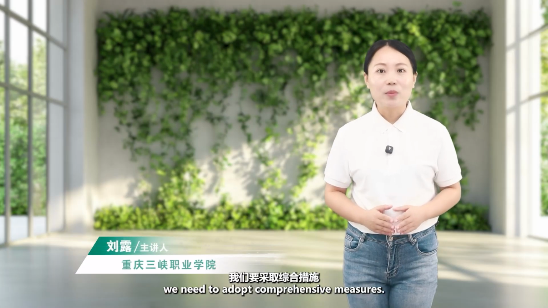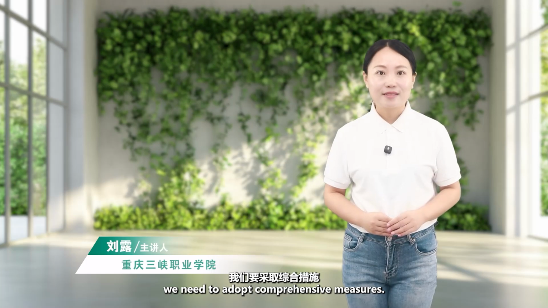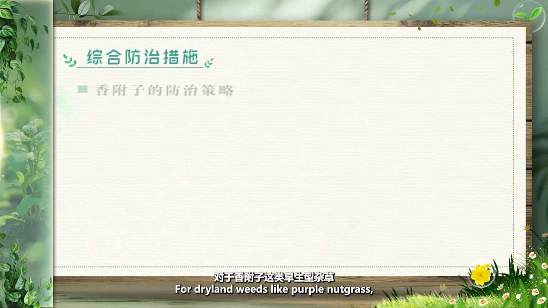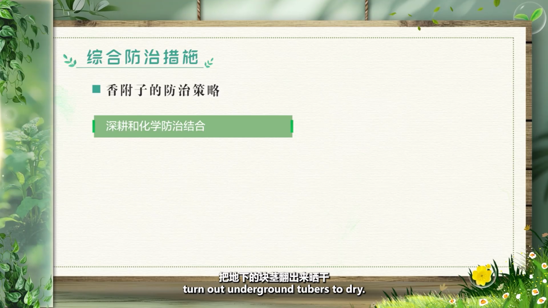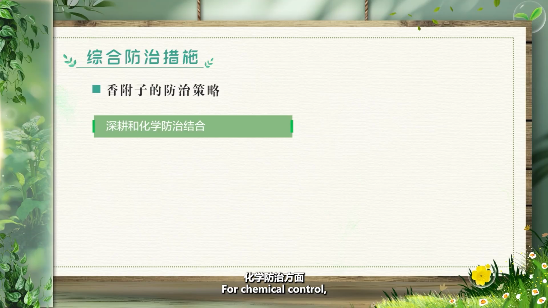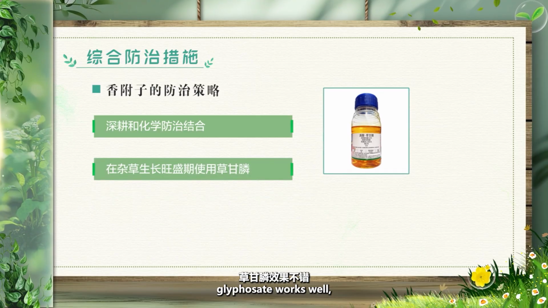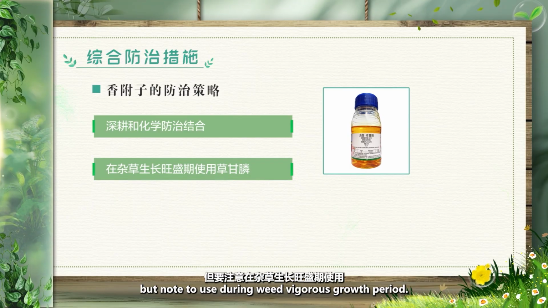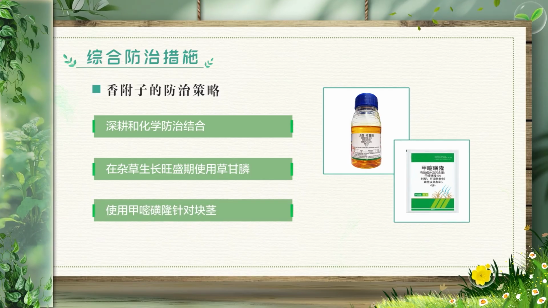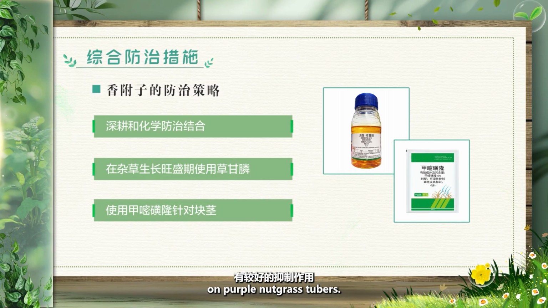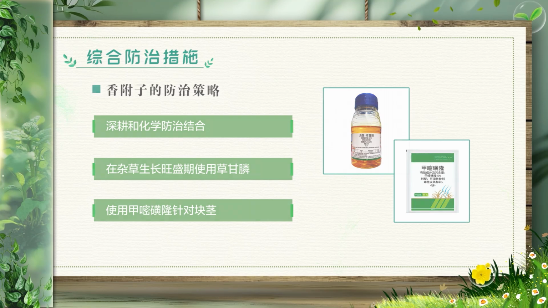Speaking of control, we need to adopt comprehensive measures. For dryland weeds like purple nutgrass, first, do deep plowing well. Turn out underground tubers to dry. For chemical control, glyphosate works well, but note to use during weed vigorous growth period. You can also try metsulfuron methyl, which has good inhibitory effect on purple nutgrass tubers.